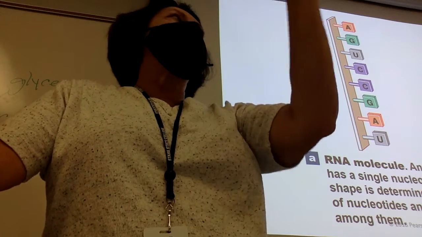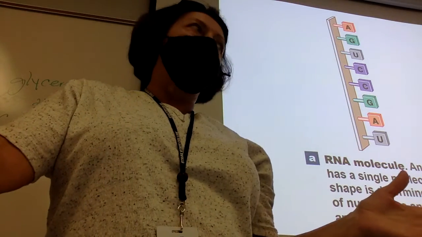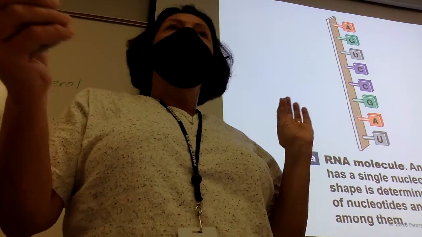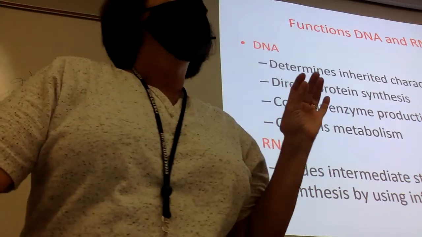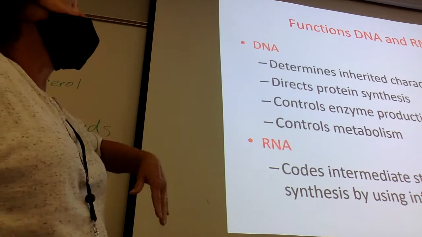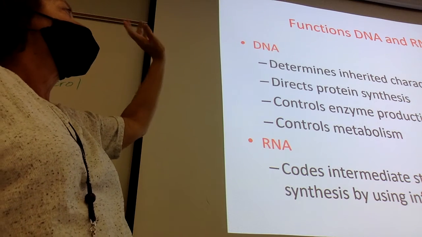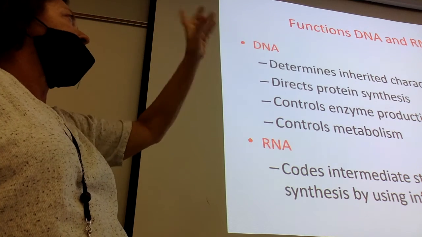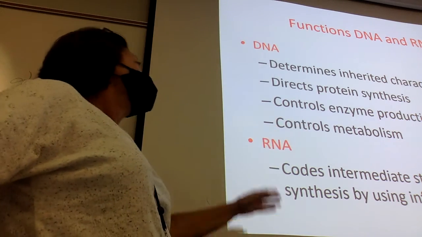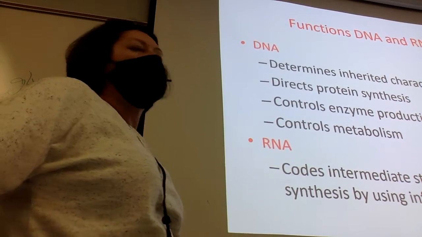DNA's alphabet is A, T, C, and G. A pairs with T, C pairs with G. RNA has a little bit of a different alphabet. It has A, U, C, and G: adenine, uracil, cytosine, and guanine. In general, these are the functions of DNA and RNA. DNA, the characteristics that make you you, its job is to direct the protein synthesis to make the proteins that make you you. Remember, enzymes are proteins, so that goes along with that. RNA's job is to copy that code from DNA and get it out to the ribosome.